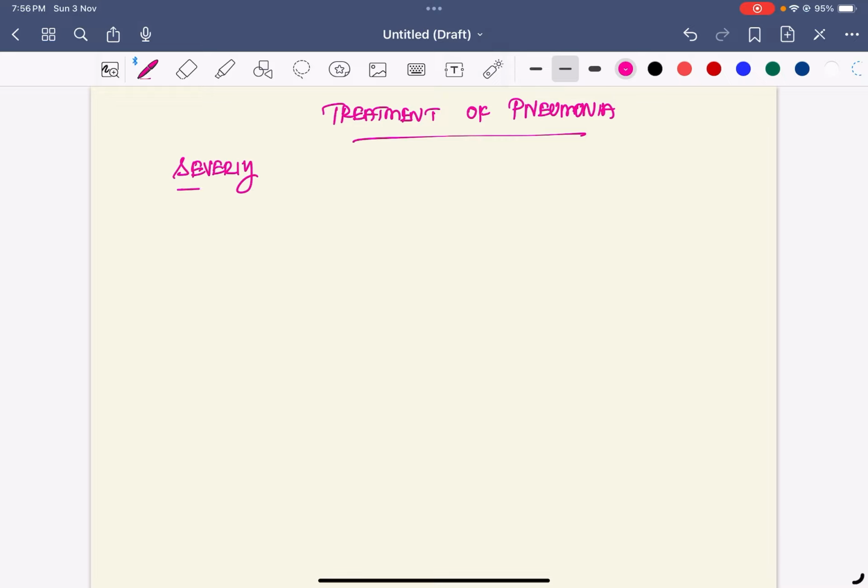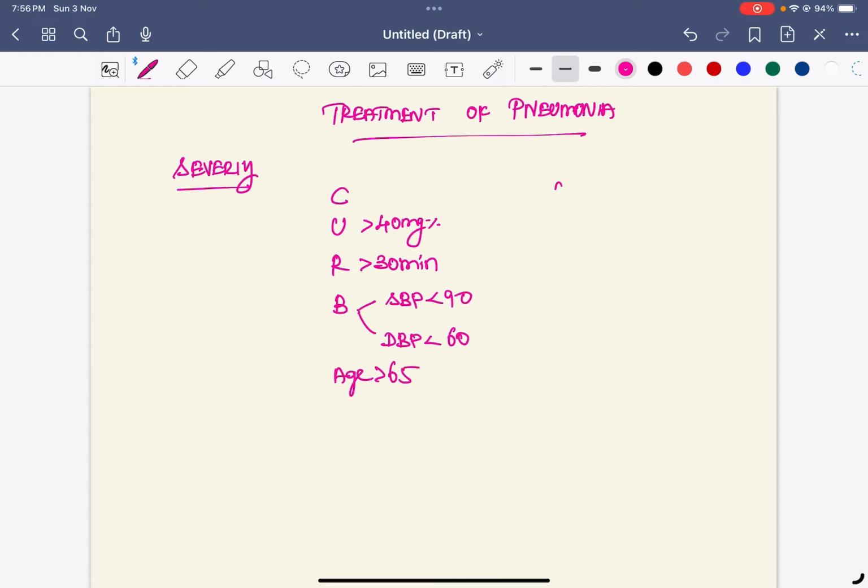Severity score is the CURB-65 score: confusion, uremia with blood urea level more than 40 milligram percentage, presence of respiratory rate more than 30 per minute, presence of low blood pressure, systolic blood pressure less than 90 and diastolic blood pressure less than 60, age more than 65.